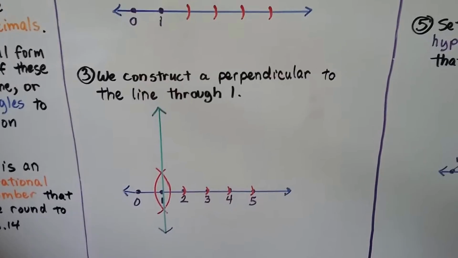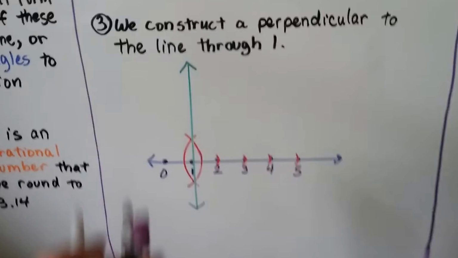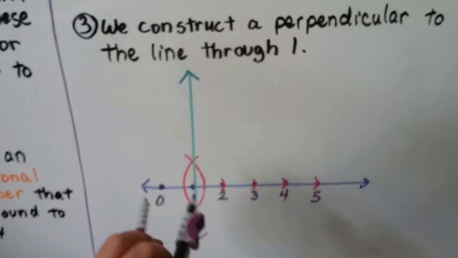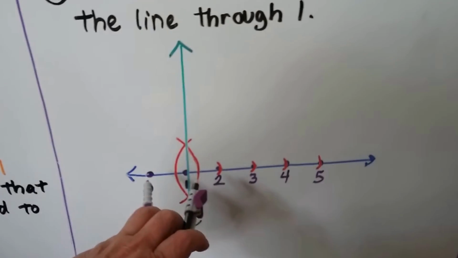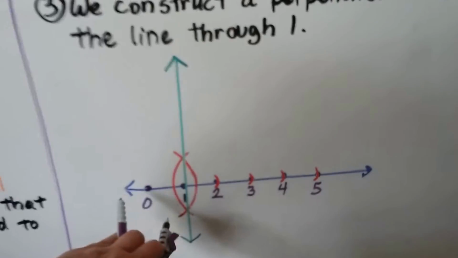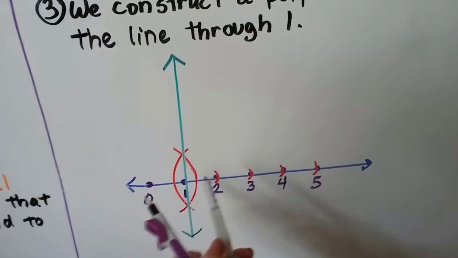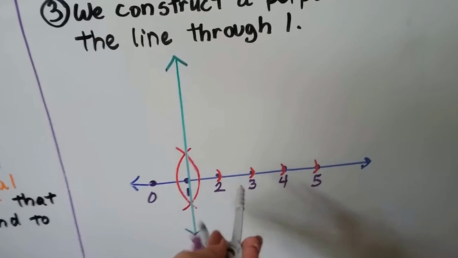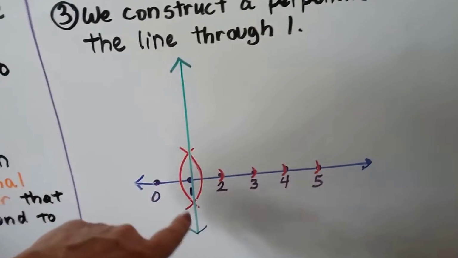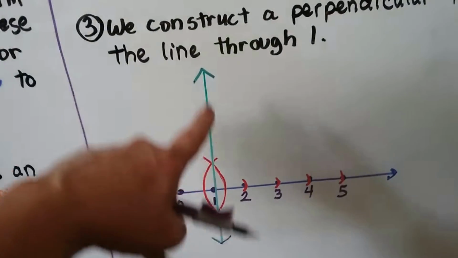Next, we construct a perpendicular to the line through 1. I don't know if you remember how to do that, but we take our trusty compass, and we can put it on 0 and a little farther than 1. We make a big arc. Then, because 2 is equidistant to 1, we put it on 2 and make a big arc. And through the points where the two arcs intersect, we draw our perpendicular line. Okay?